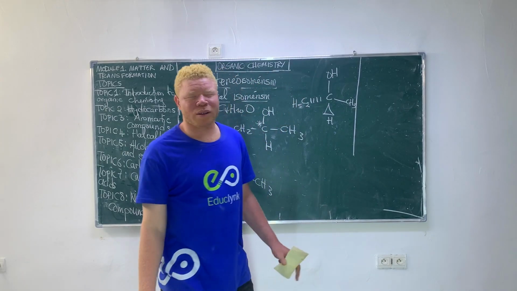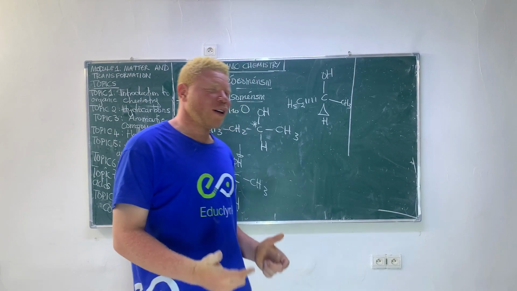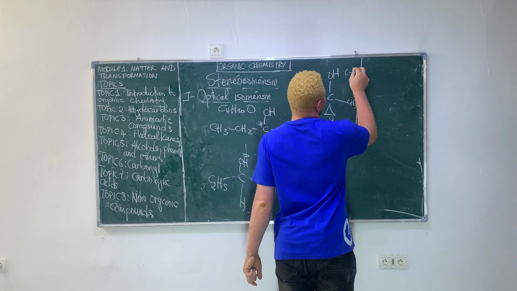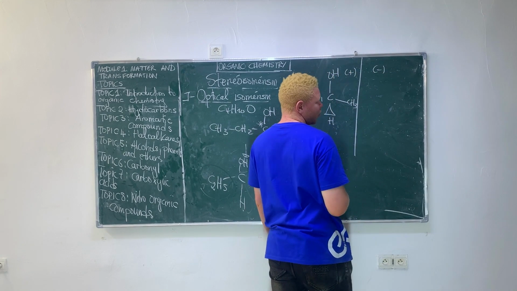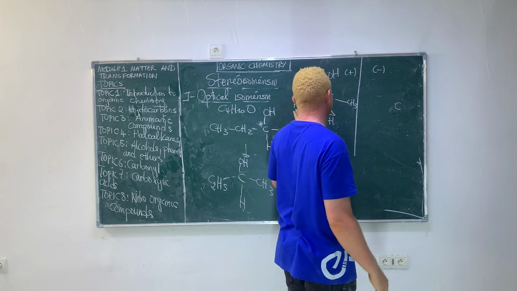When you put the mirror, the image becomes laterally inverted. The left becomes the right. So this isomer is what we call the positive isomer, and that side is the negative isomer. When you put the mirror, the compound is laterally inverted. So this one goes behind.